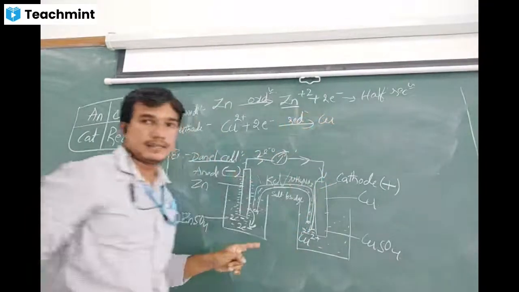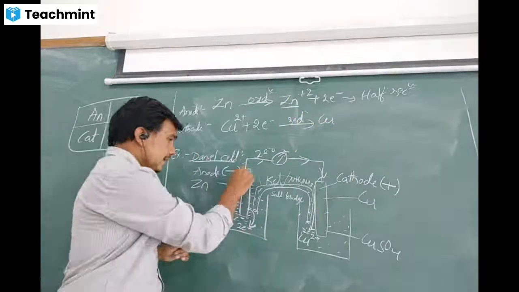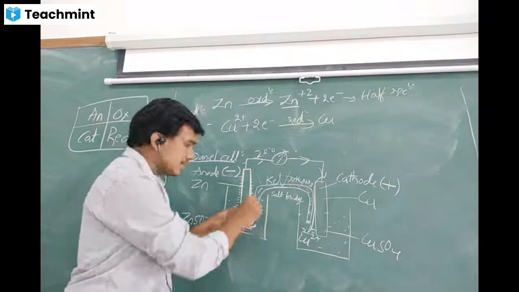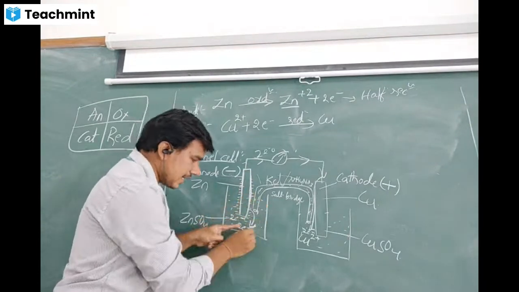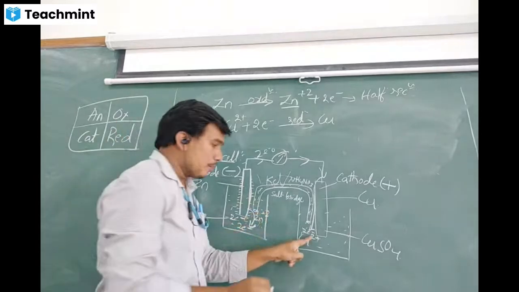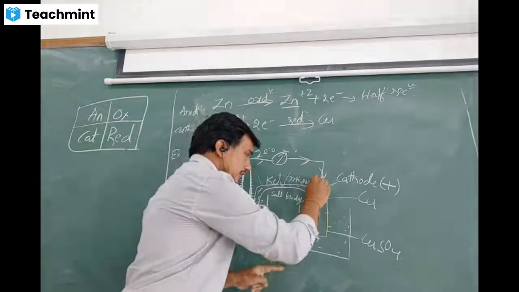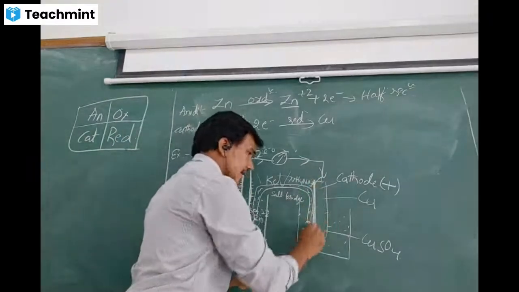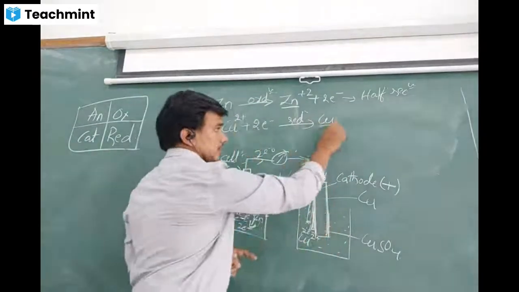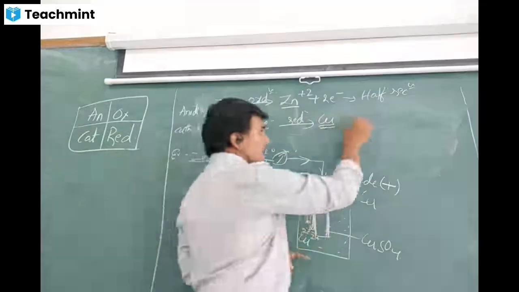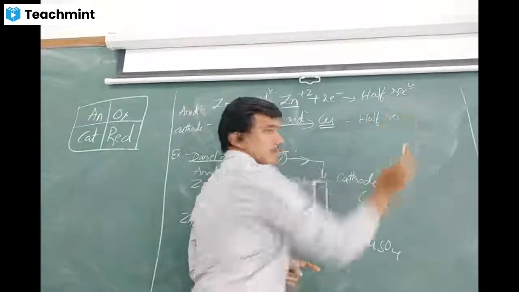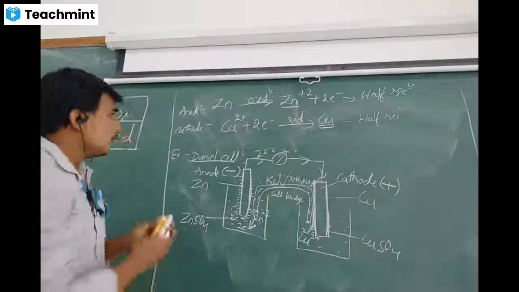copper metal, right? Here zinc is dissolving as zinc ions. Here copper ions are depositing as copper metal. This one is also a half cell reaction. Okay.